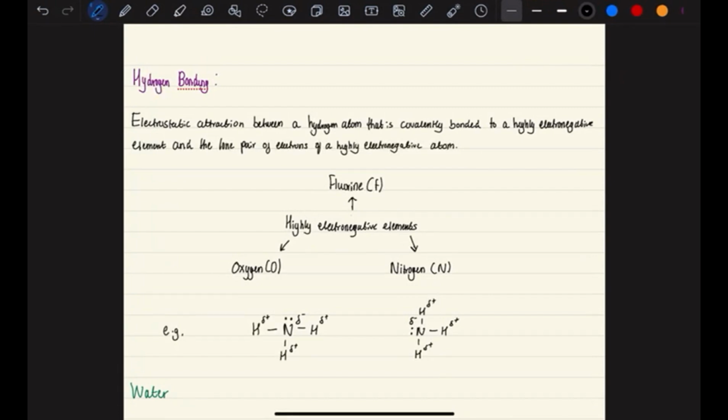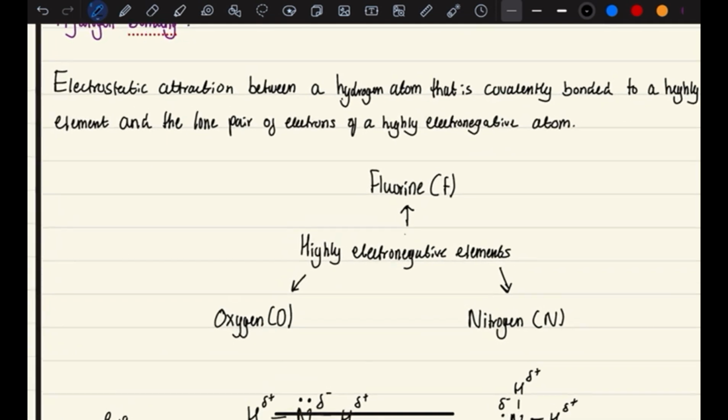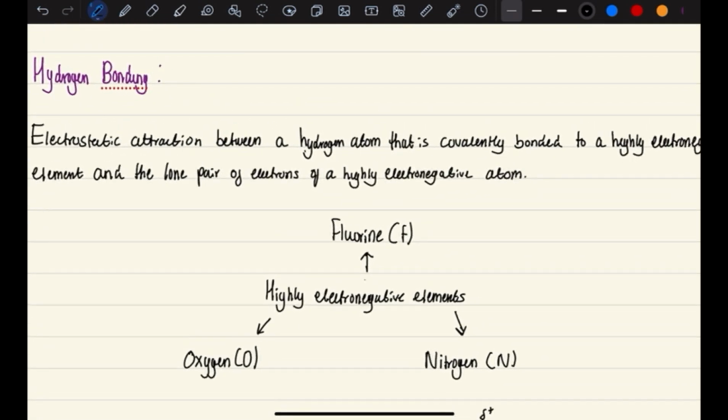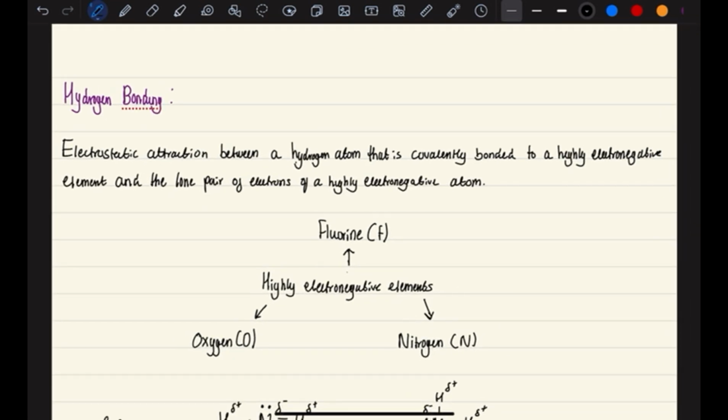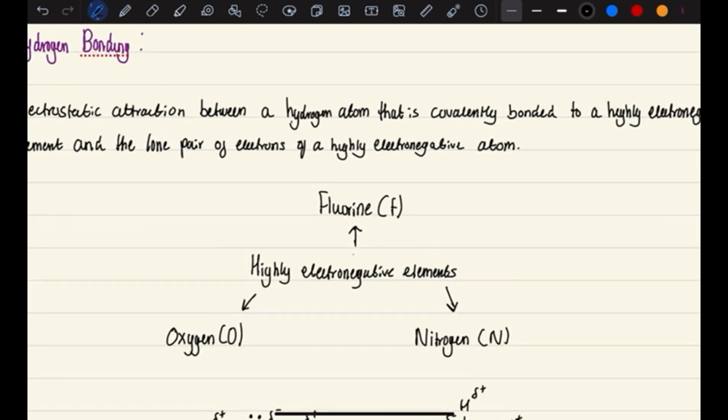Okay, and when it comes to intermolecular forces, hydrogen bonds are that guy, that him, the main character. Yeah? A hydrogen bond is an electrostatic attraction between a hydrogen atom, covalently bonded to a highly electronegative element, and the lone pair of electrons of a highly electronegative atom. I'm going to describe it in better detail. Don't worry about the definition, they will not ask.